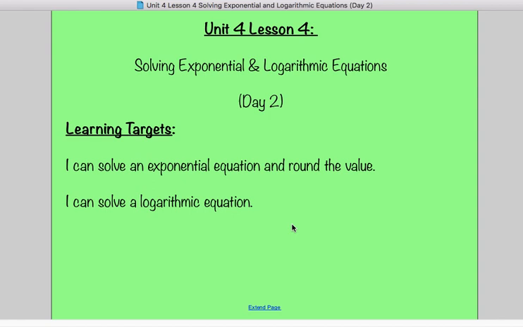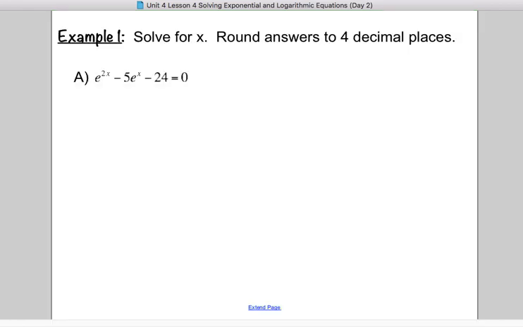So we are going to continue to solve exponential and logarithmic equations today. We're first going to look at an example similar to one we looked at yesterday. I see that there is an e to the 2x and then an e to the x. We should start to see that this is similar to this problem: x squared minus 5x minus 24. Okay, so how do we handle this one?